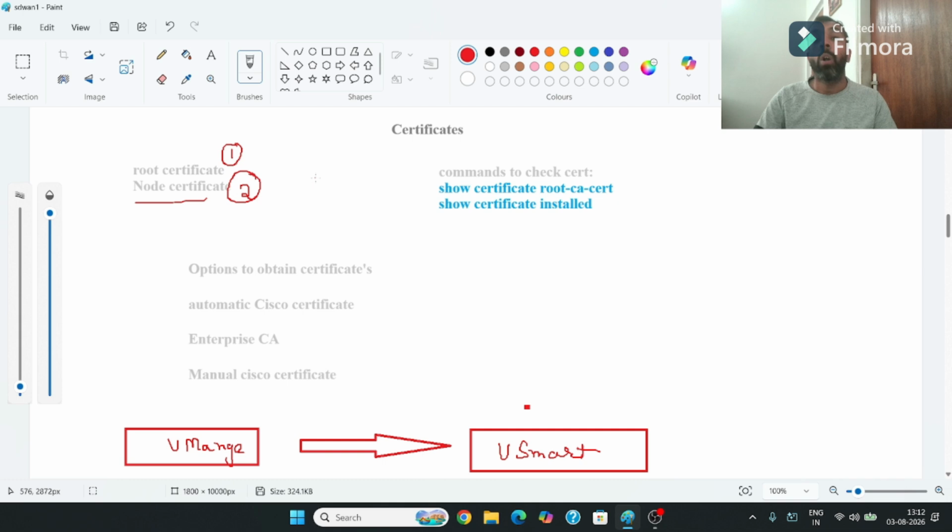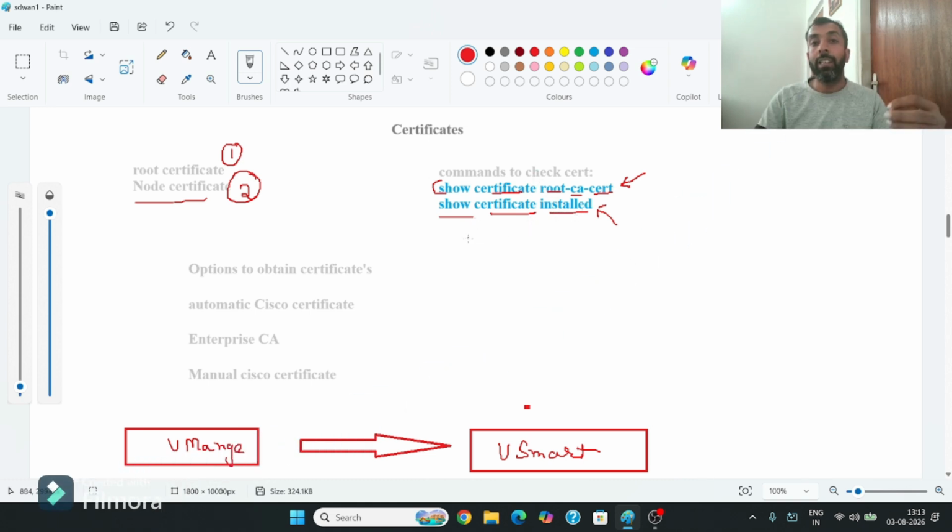On a router or on a controller, if you want to check on a Viptela device, I'm saying, if you want to check whether the device has the root certificate or the node certificate, you can run the command show certificate root-ca-cert to check the root certificate. To check the node or device certificate, the command is show certificate installed. You can check the certificates with the help of these commands.